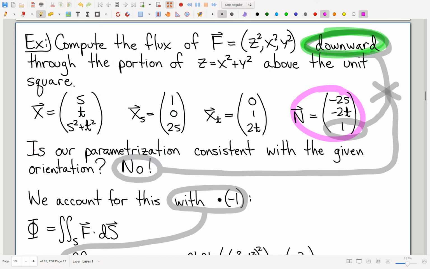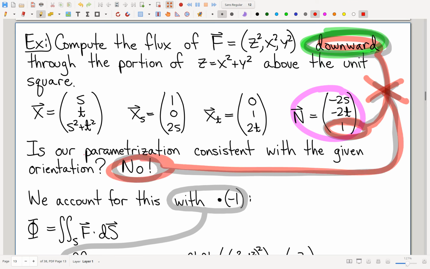But here's where you have to pay attention. Now, I know which way my surface is supposed to be oriented, and by looking at my capital N vector, I can see which direction I have inadvertently oriented it. You can see from this plus 1 right here. I can't justify calling that downward. If anything, this is somewhat upward. It's definitely not in any sense downward. And so apparently I have guessed wrong, and I have to mea culpa on that. So yeah, I parameterized backwards.